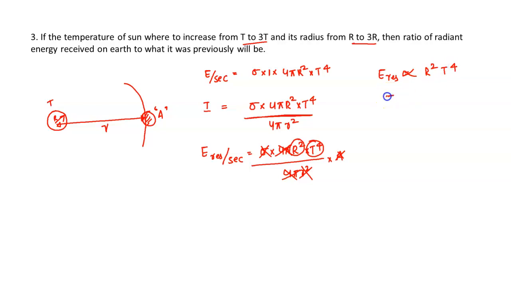So energy received finally by energy received initially will be equal to, initial radius R, initial temperature T, final radius 3R, 3R square will be 9R square, final temperature 3T, 3T power 4 will be 81 T power 4. T power 4 cancels, R square cancels. So this will be equal to 9 into 81, which will be 729. So 729 will be the answer for this question.